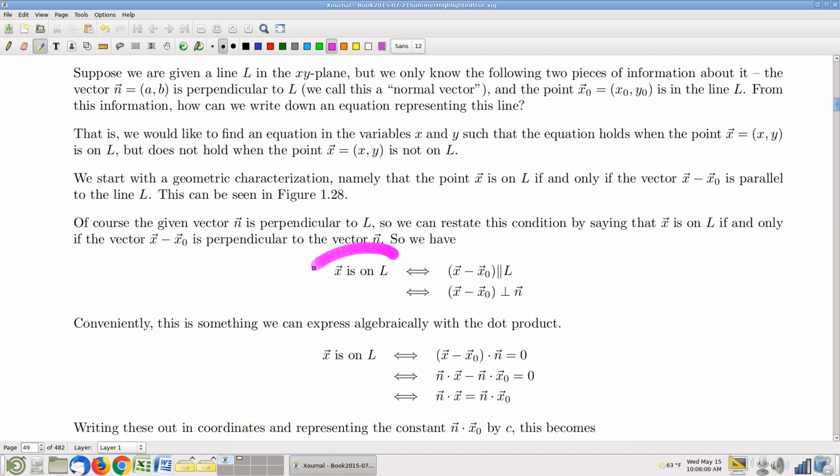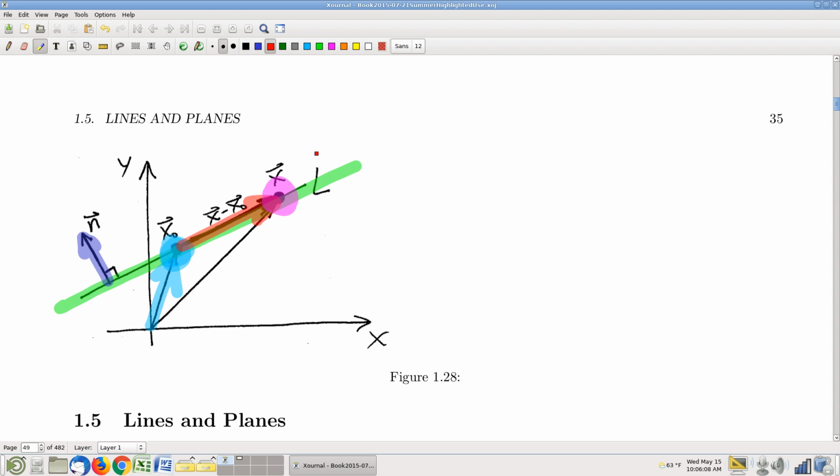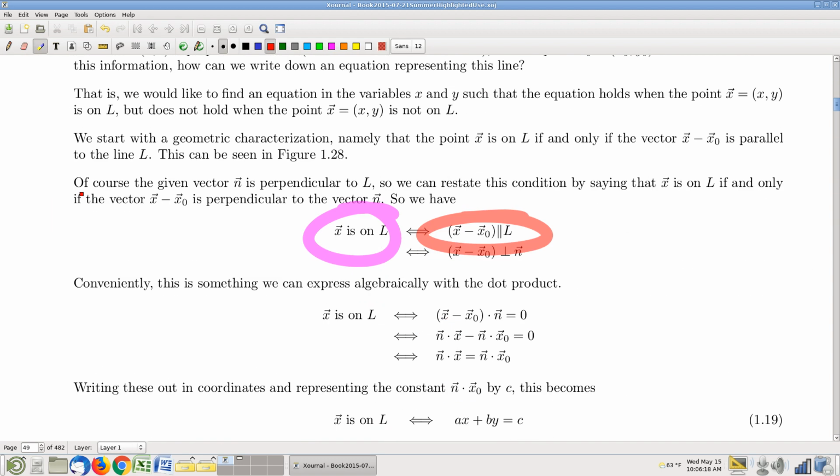The point is on the line if that difference vector is parallel to the line. Now, another geometric appeal: being parallel to the line means it's perpendicular to that n vector, because don't forget n was perpendicular to the line. So parallel to the line means perpendicular to the n vector.